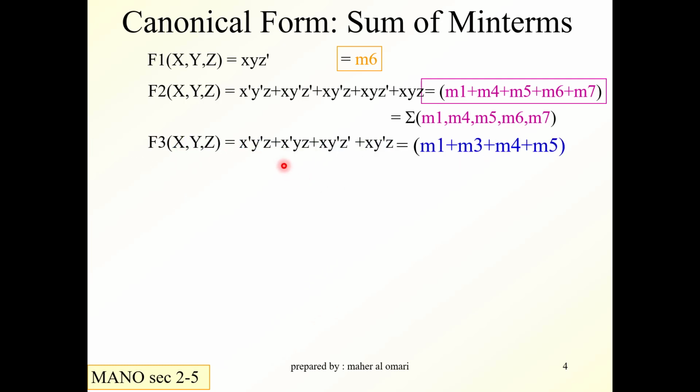Same thing for F3. This is the minterm number 1, z being equal to 1. This is 0, this is 0, so that makes this one the minterm number 1. This is minterm number 3, 1, 1, 0. That's 3. Here it's 4, 1, 0, 0. And this is minterm number 5. So this is equal to minterm 1, 3, 4, and 5 as sums. We can express it this way with the sum notation.